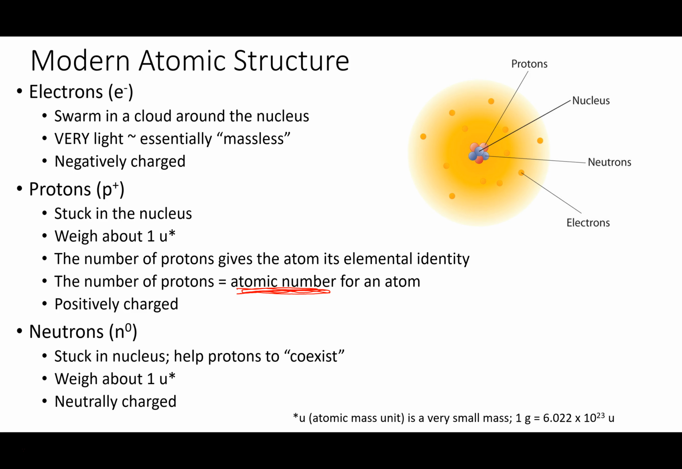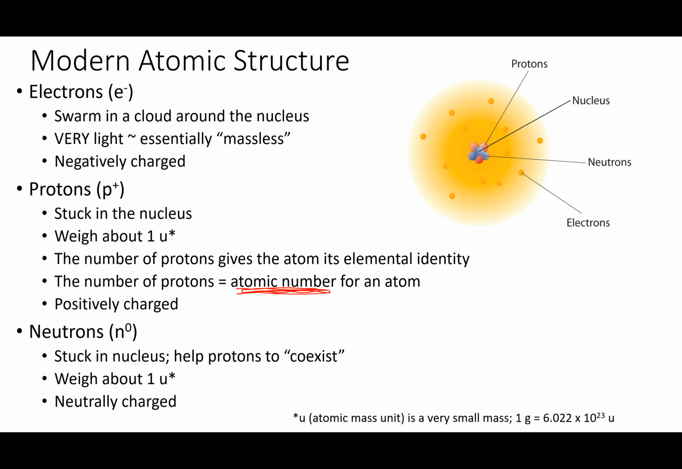So we said the electrons are light, basically massless. We said the protons weigh about 1 AMU, or 1 atomic mass unit, 1 u, and actually the neutrons weigh about 1 u also.